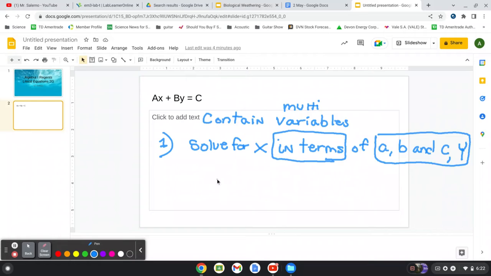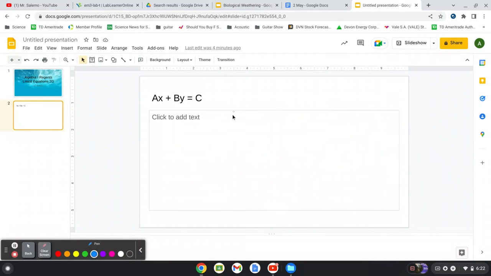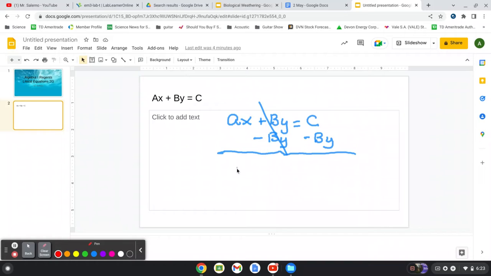So let's solve it. Let's clear this out and just write it over: AX plus BY equals C. We want to get X alone, so let's just get rid of that BY, the whole thing. Whatever you do to one side, do to the other. So now we have AX equals C minus BY.